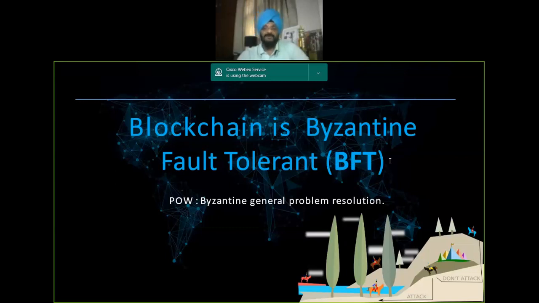Manpreet Singh asks, as of now, is GitHub using blockchain to maintain the latest version control? No, I'm not aware of it. I think they're not using it that way.